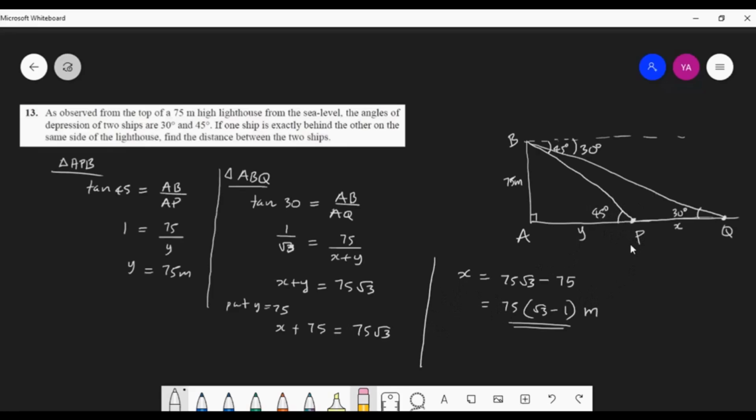Here one mistake students make is that they take the second triangle as PQB. That is wrong, right? We cannot take triangle PQB because PQB is not a right triangle. So that's okay.